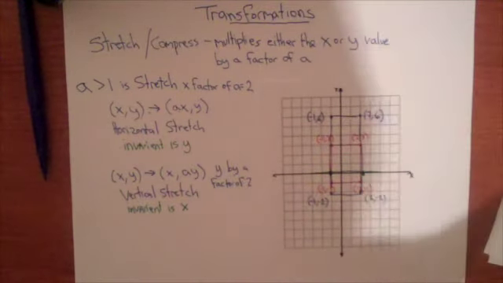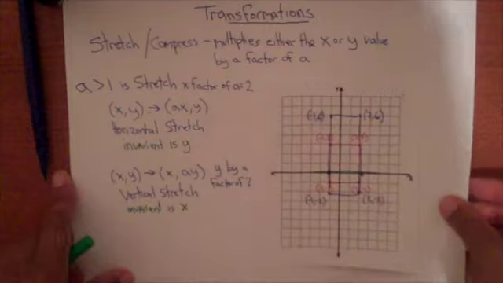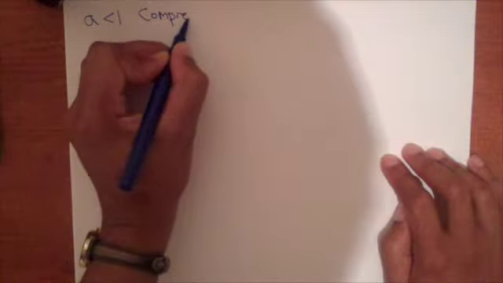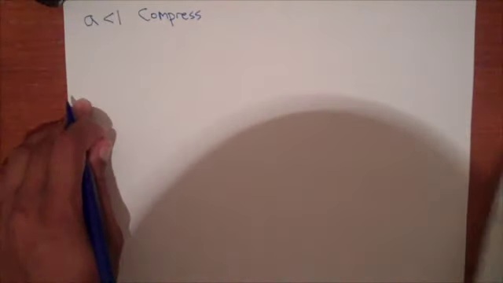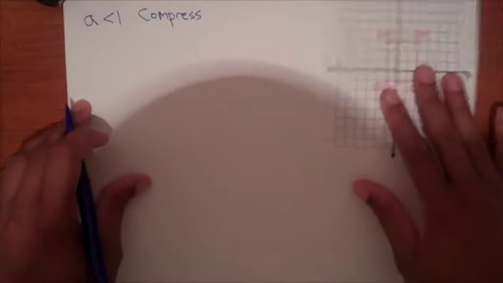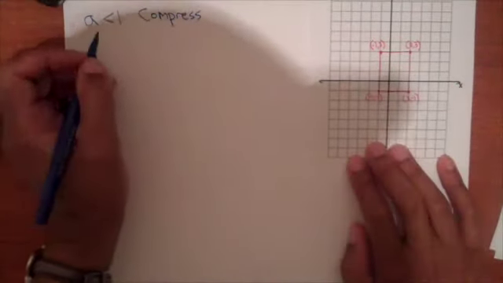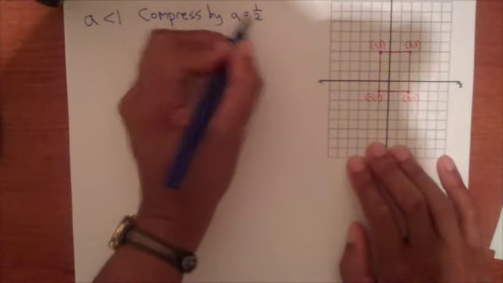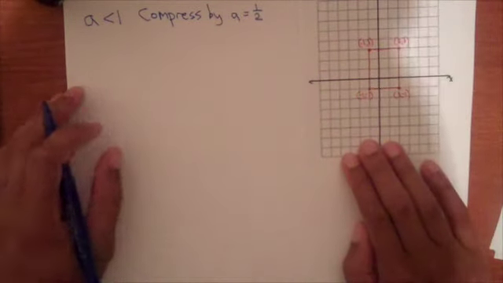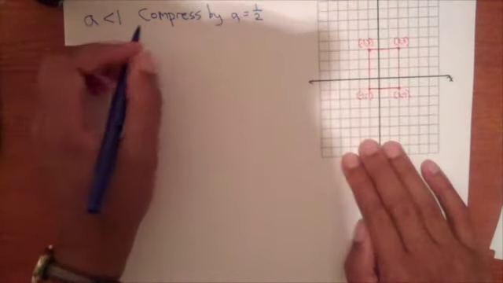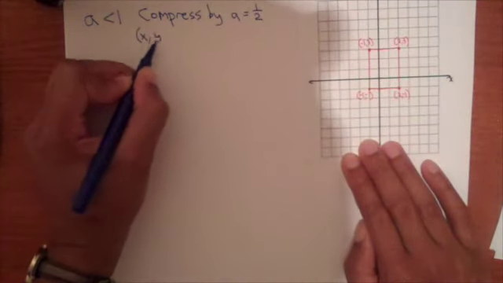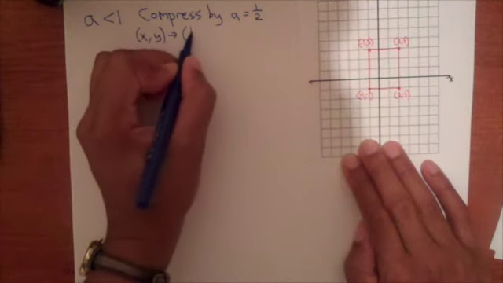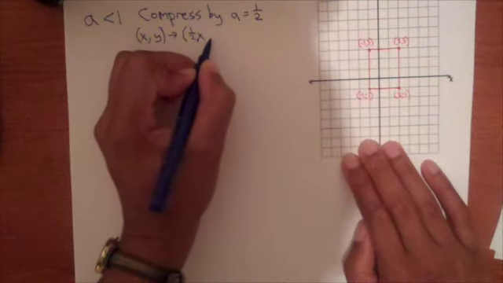Okay, great. Now, what about when a is less than 1? When a is less than 1, we have a compression. So when I look at this shape, let's see if we can compress this by a equals 1/2. Okay, so when we do that, the point (x, y) will move to the point, well, first I'm going to compress the x: (1/2 x, y).